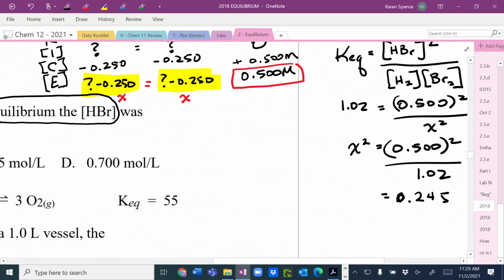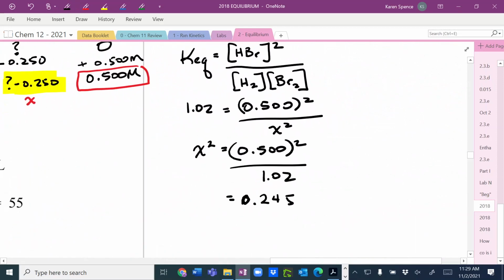I was so excited. And then someone was like, hey, hang on, isn't that x squared? And don't you want to have x? And I'm like, oh. So don't make that same boo-boo that I made. You want to find here x. So that's going to be the root of 0.245.